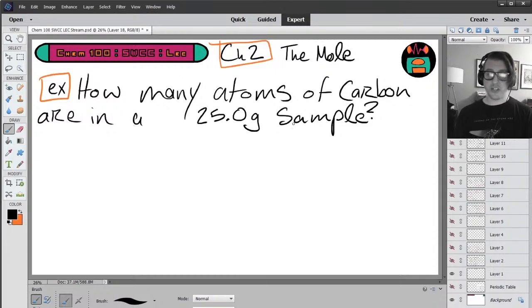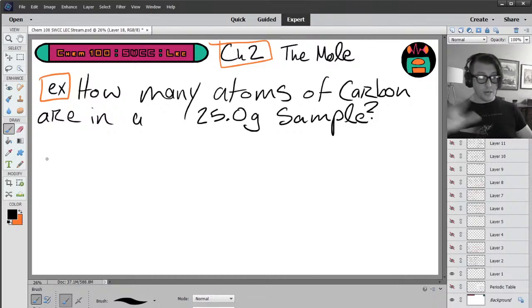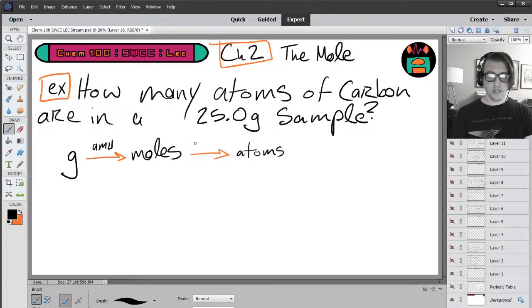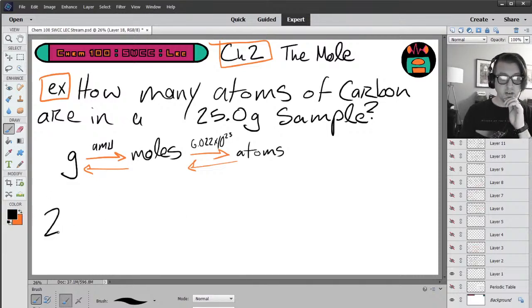The question is how many atoms of carbon are in a 25.0 gram sample. Now, this is a unit conversion problem, and every problem that you do going from grams to atoms or atoms to grams will follow the same pattern. To go from grams to moles, you need to look up the AMU. And then moles to atoms, that's the 6.022 times 10 to the 23rd. And it's true if you're going in the opposite direction as well. If you start with atoms, you go to moles using Avogadro's number, and then you go from moles to grams using atomic mass units.